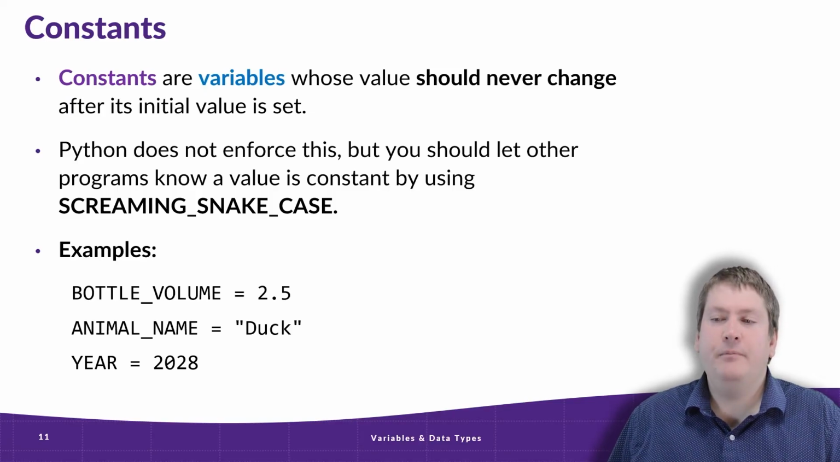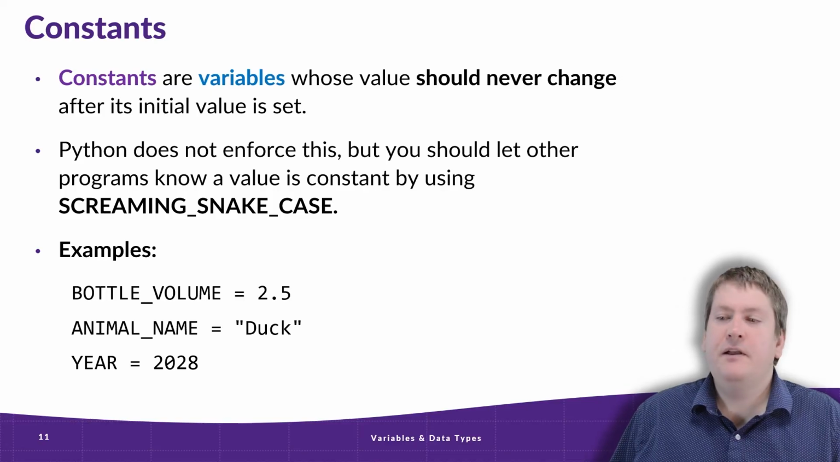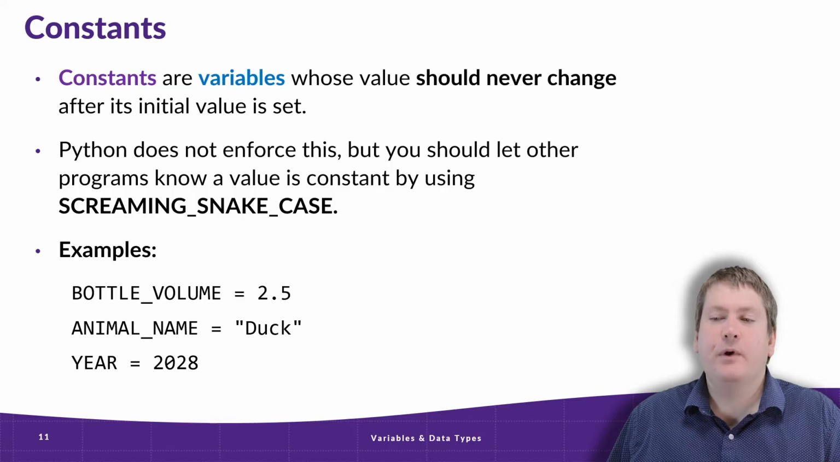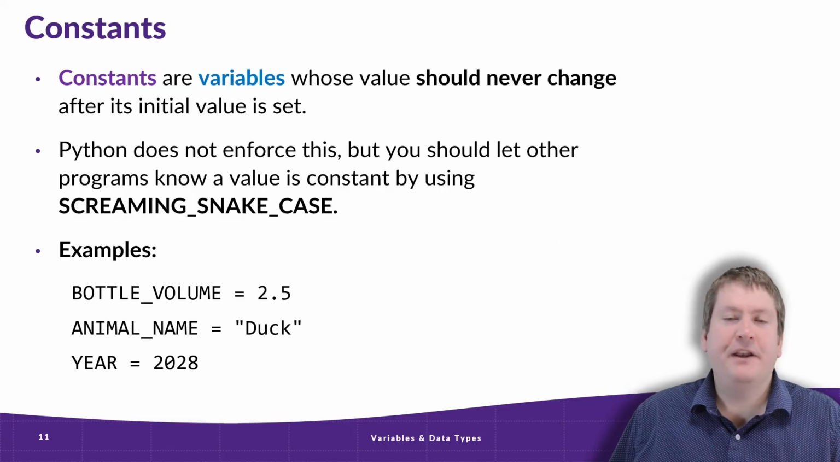Here we have bottle volume, which has a constant of 2.5, animal name, which stores a string, that's a text value, which is duck in this case, and we have year storing 2028, which would be an integer value.